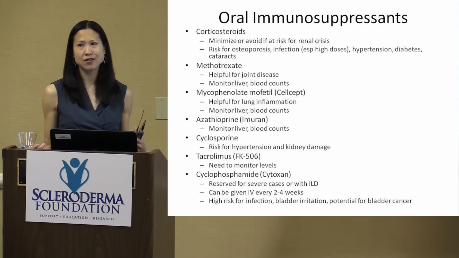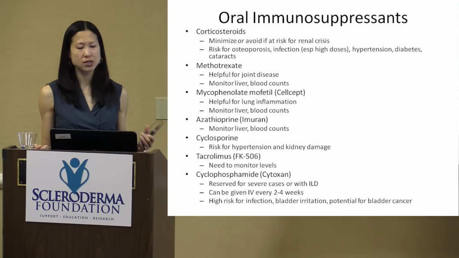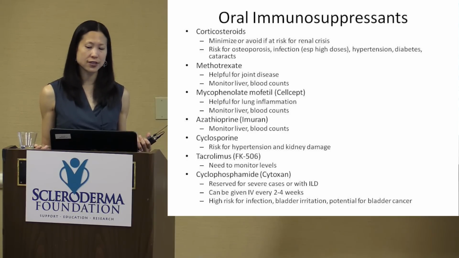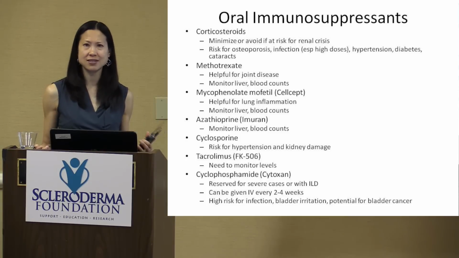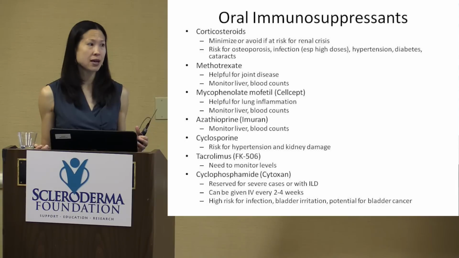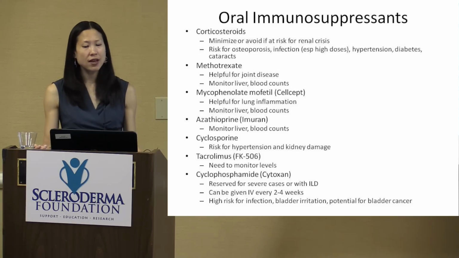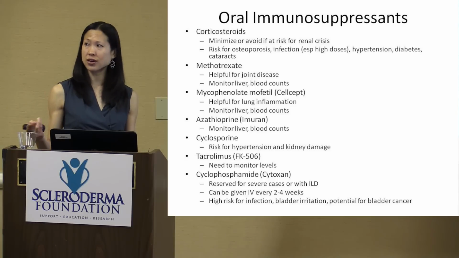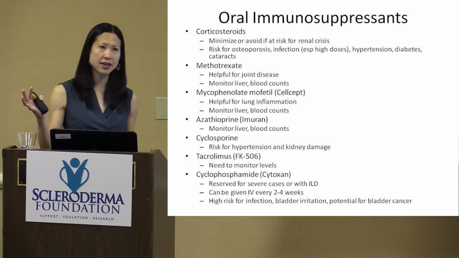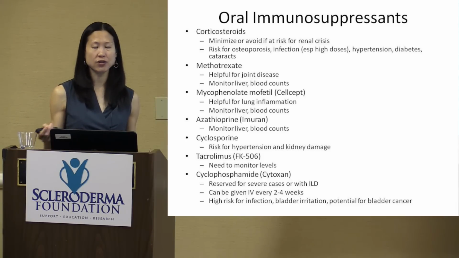There's also a lot of long-term side effects with steroids, including thinning your bones, osteoporosis, increasing risk for infection, hypertension, diabetes, glaucoma, cataracts. So it's not a great long-term medicine, but corticosteroids work quickly and can be very effective in treating muscle inflammation. Some of the other oral immunosuppressants that you might start at the same time as corticosteroids and then eventually taper off the steroids include methotrexate, mycophenolate mofetil or Cellcept, azathioprine.